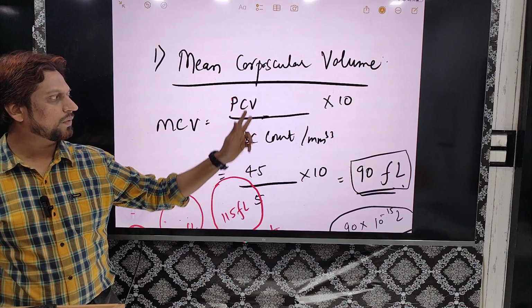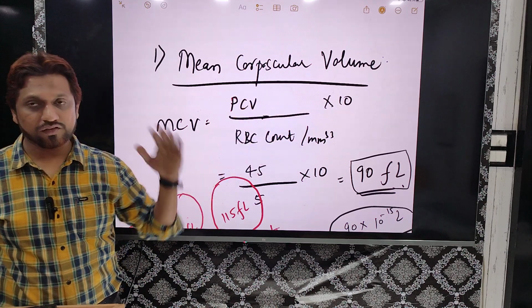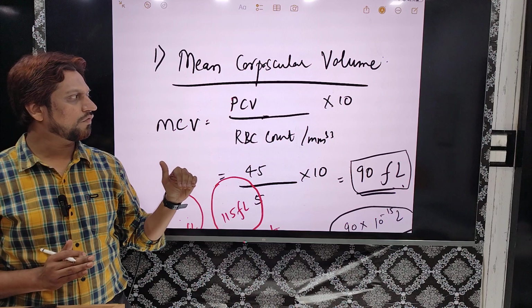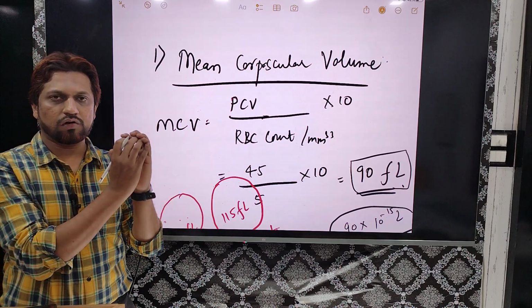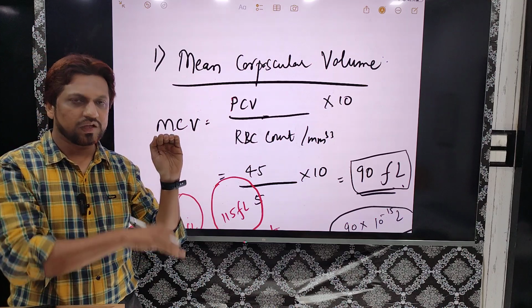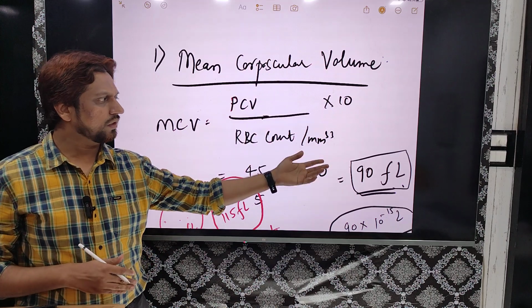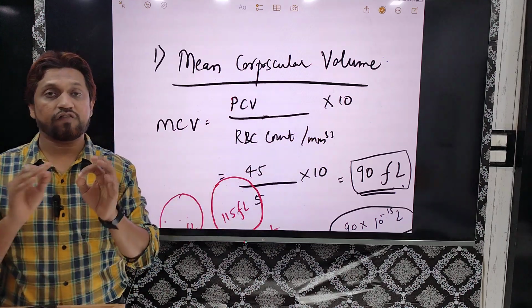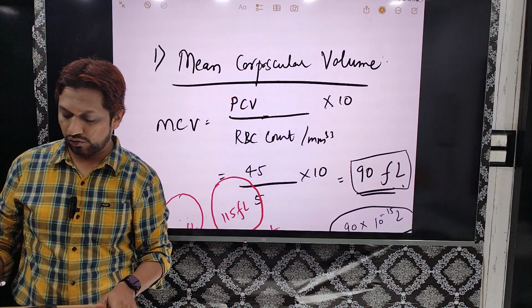It can be computed by PCV divided by RBC count, that is packed cell volume divided by total number of RBCs. In that total packed cell volume, how many RBCs are there, multiply by 10. Then you will get this 90 femtoliter. Remember the unit, 90 femtoliters.